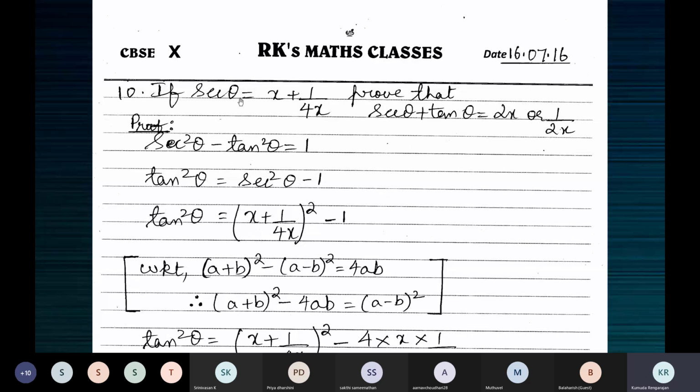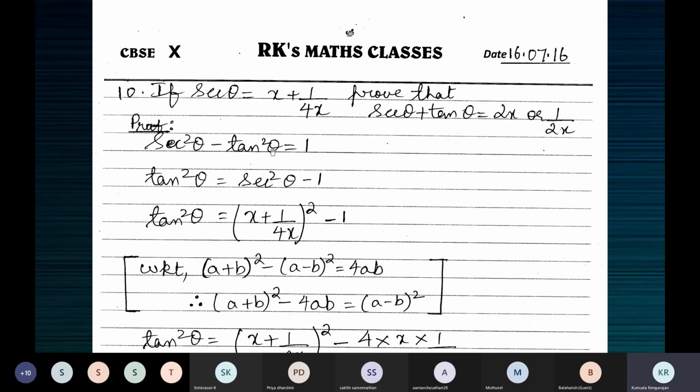And how do you get tan theta? Using this identity. I'll repeat, secant theta is given to us, and we need to prove that secant theta plus tan theta is this or this. You'll have to add the expression for secant theta and tan theta. We already know secant theta, so we need to find tan theta. It's easy to find because they're connected through this identity. Once you find it, just add to show this.